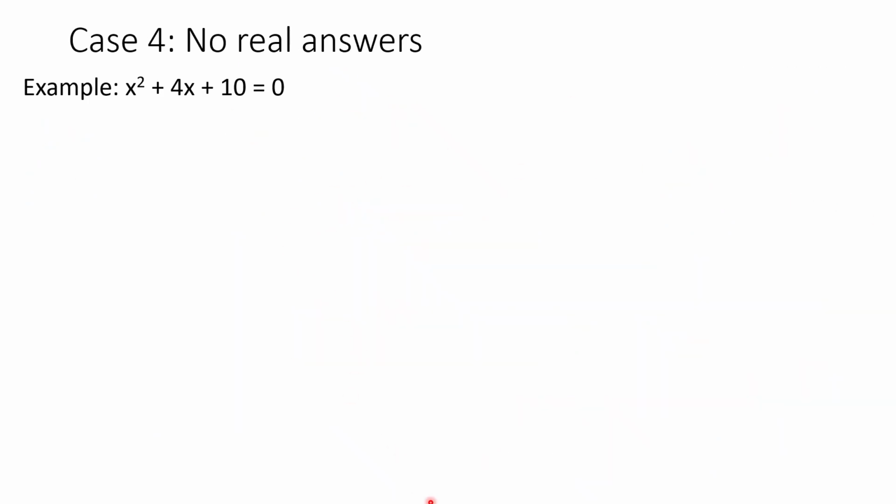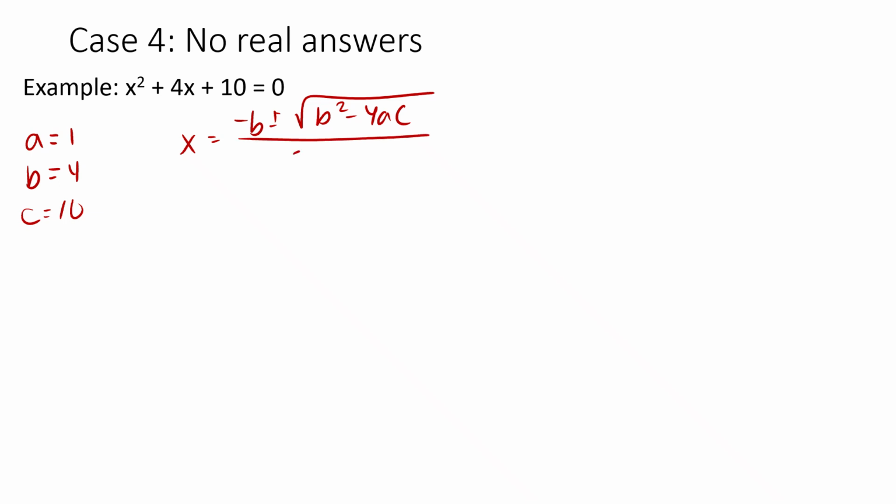All right, now the last one, I just want to make sure that I address this with you. This is when you have no real answers. So on this problem, we have a is equal to 1, b is equal to 4, and c is equal to 10. So the opposite of b, plus or minus the square root of b squared minus 4ac all over 2a. The opposite of b, well, b is 4, so the opposite of 4 is negative 4.